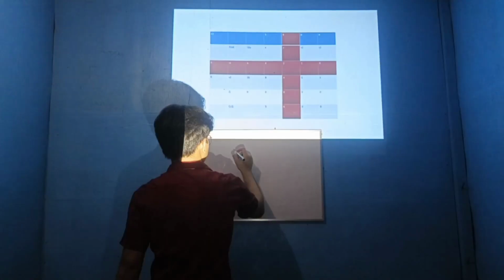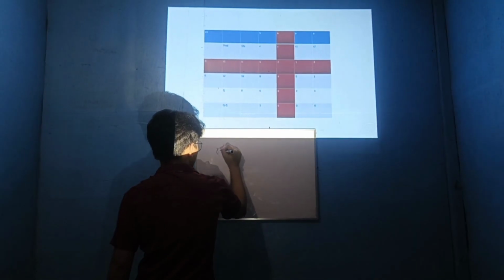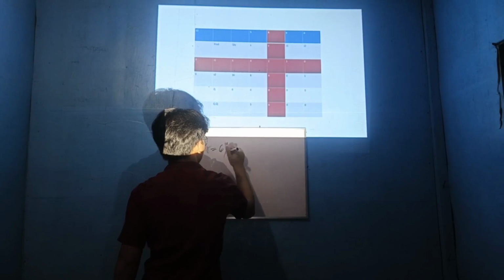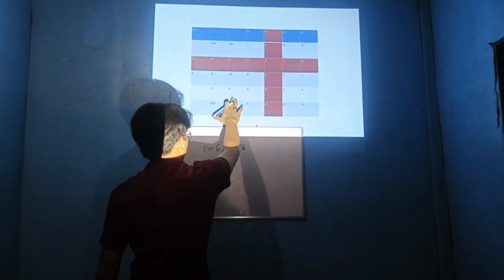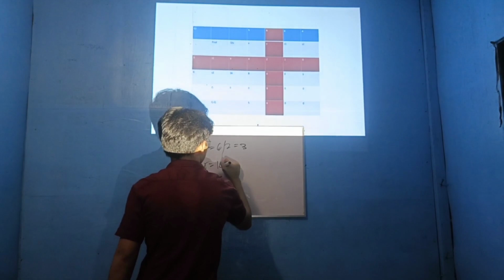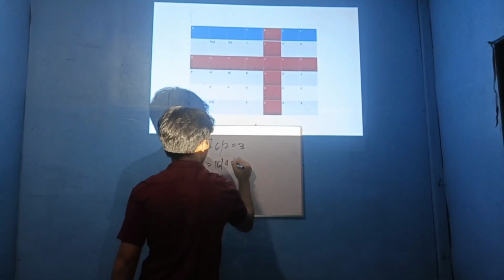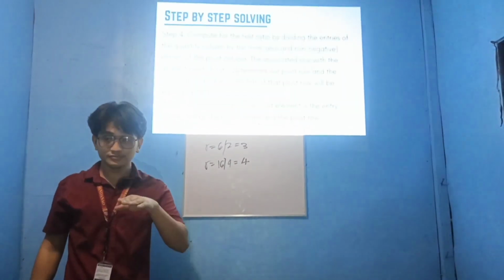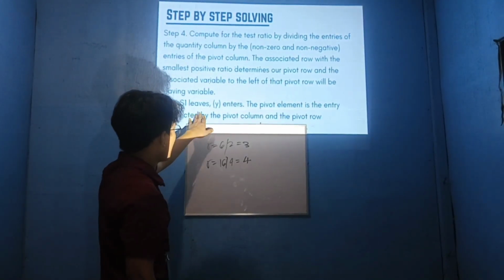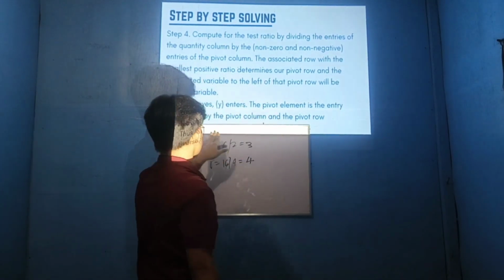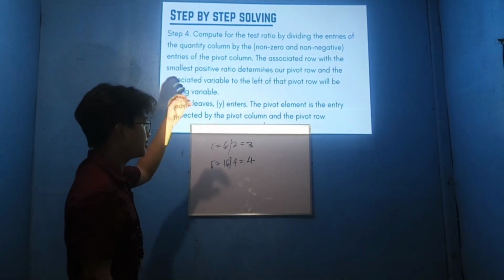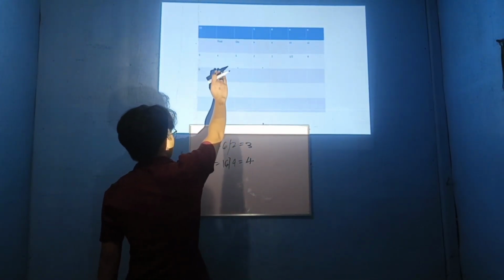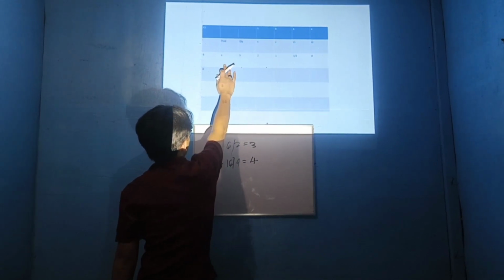Here we have our test ratio. On our 6, we divide 6 by 2, and we get 3. And we divide 16 by 4, and we get 4. Thus S1 leaves and Y enters. The pivot element is the entry intersected by the pivot column and the pivot row. Here S1 leaves and our Y enters.